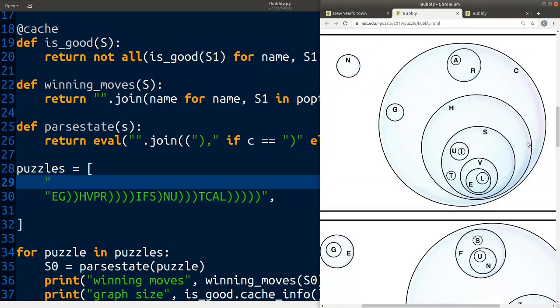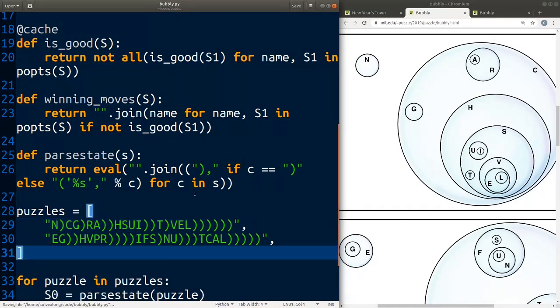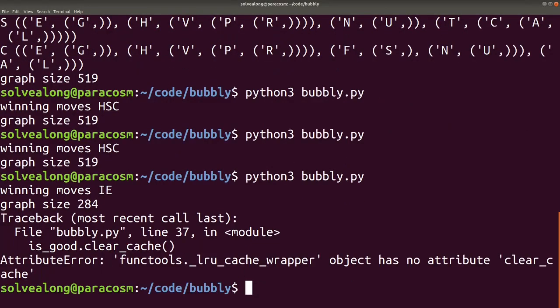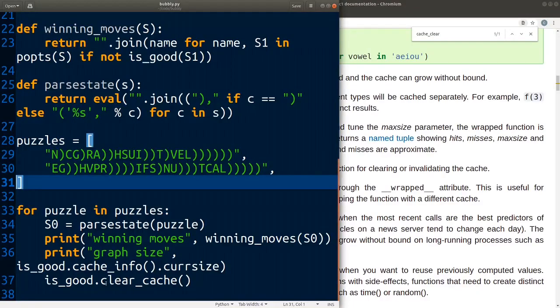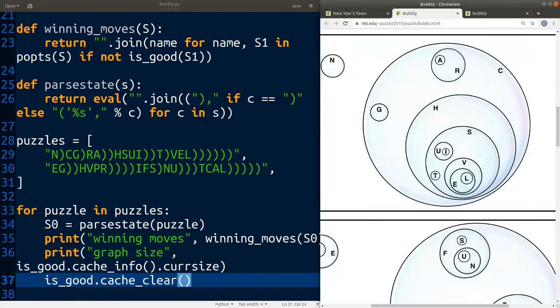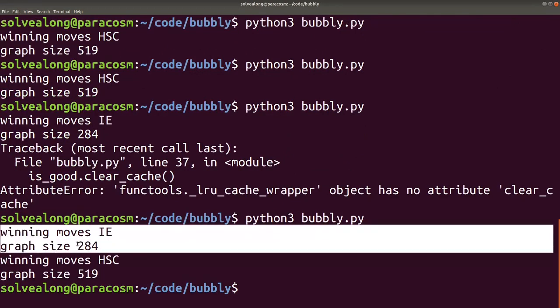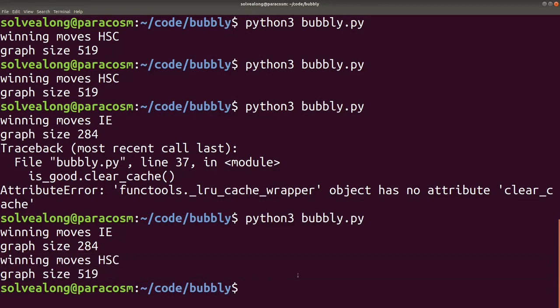Need to put the first puzzle in again. Yeah, I'm not going to draw the line. I think I should be able to do it just fine by eye. 5, 6. Having the line helps, but I think once you get the hang of it, you can just imagine a line. Let's see if this works. Oops. Oh. Cache clear, not clear cache. Let's see. Okay, cool. So first puzzle, IE, graph size 284. Second puzzle, HSC, graph size 519.